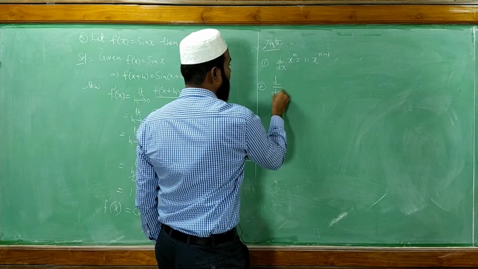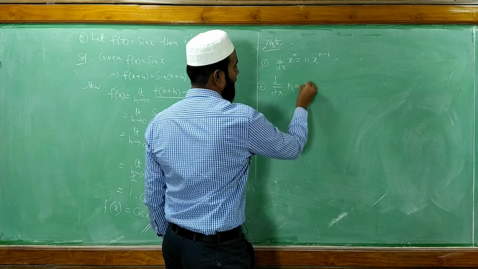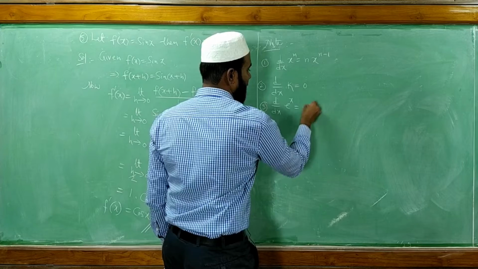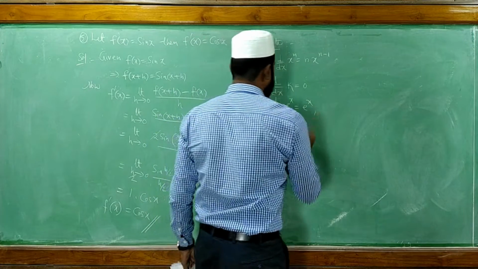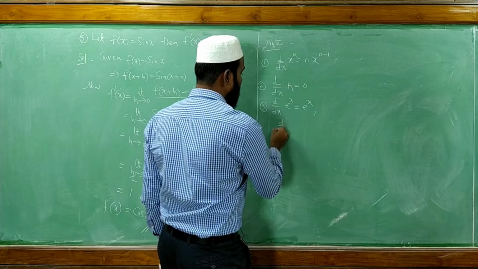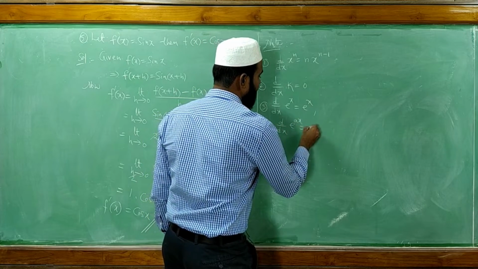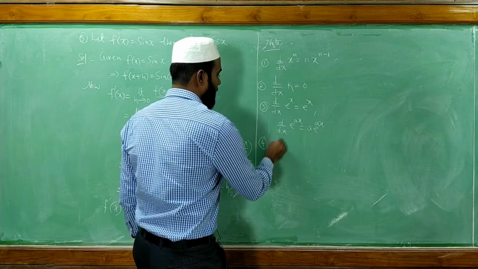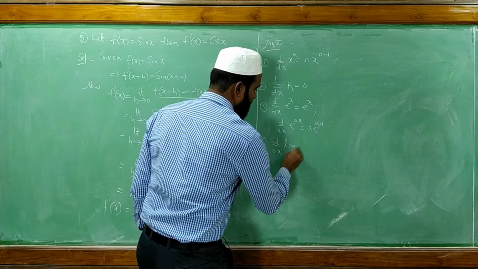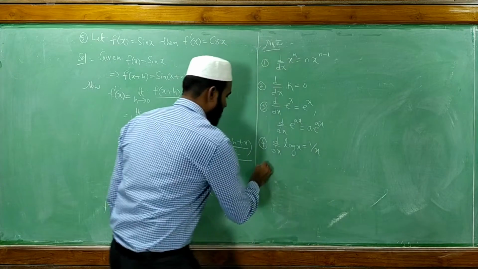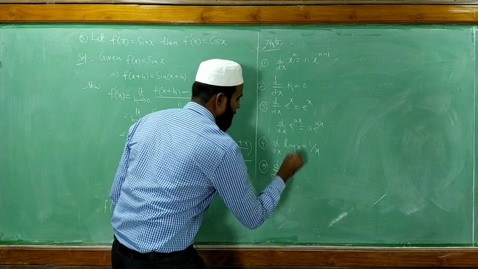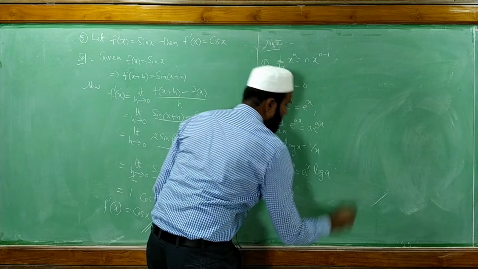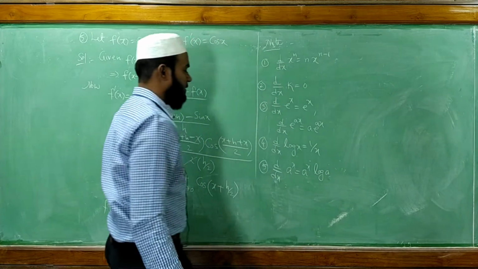Second formula, d by dx of constant k is 0. Third formula, derivative of e power x is e power x only. We have proved this. Also, if I find derivative of e power ax, then it is a into e power ax, right? Then fourth one, d by dx of log x is 1 by x. Also, if I find d by dx of a power x, then it is a power x log a. So these are a few basic formulae that we can prove.